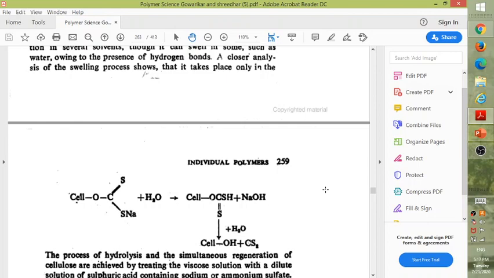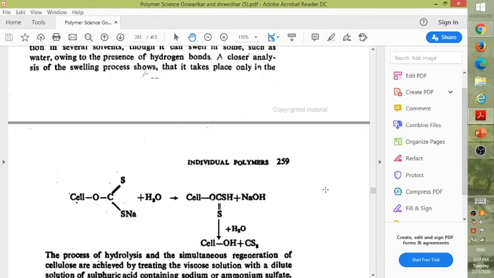owing to the presence of hydrogen bonds, because a closer analysis of the swelling process shows that it takes place only in the amorphous regions, whereas the crystalline regions are practically not affected at all.